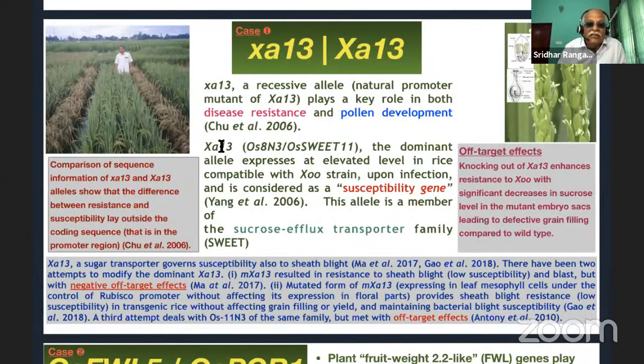So we know that this XA13 is otherwise known as OS8N3 or OsSWEET11. The rice plant has about 20 sugar transporters, as Dr. Sharma mentioned in the morning. They may act in different tissues. But to be free from restricting the sugar transportation to the pollen grain, the gene should express both in floral parts as well as in the foliage. In both types of tissues, the gene should express. XA13, the recessive gene, the natural mutant, expresses in both the floral parts as well as in the leaves.